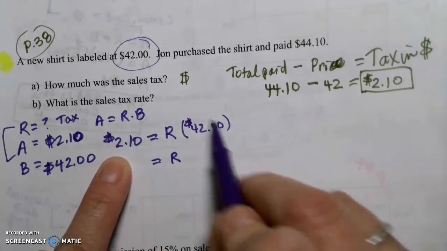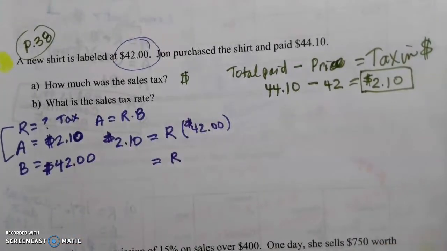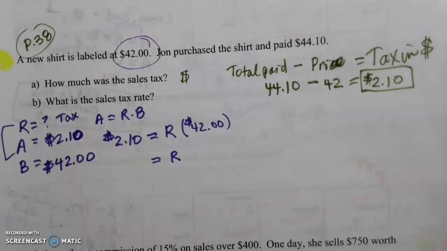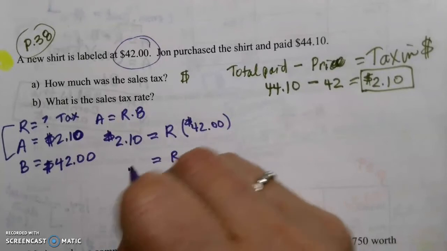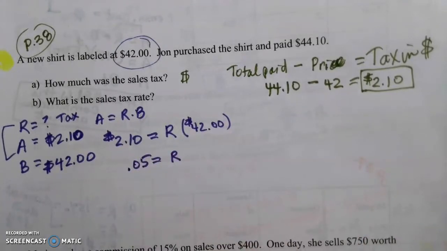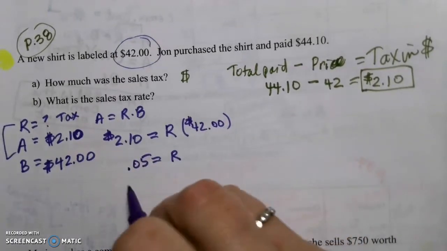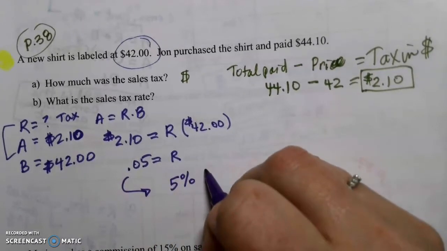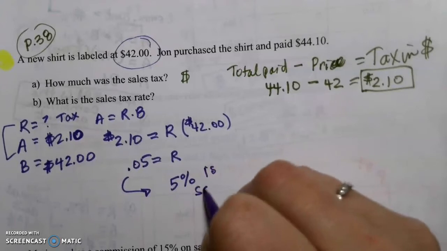Now, you don't necessarily have to be super concerned about labeling within your equation as long as you make sure that what pops out, you do label. So we would take that and divide. 2.1 divided by 42 is going to give us 0.05. Now, remember, that's the decimal, so we do need to change that to 5% is the sales tax rate.